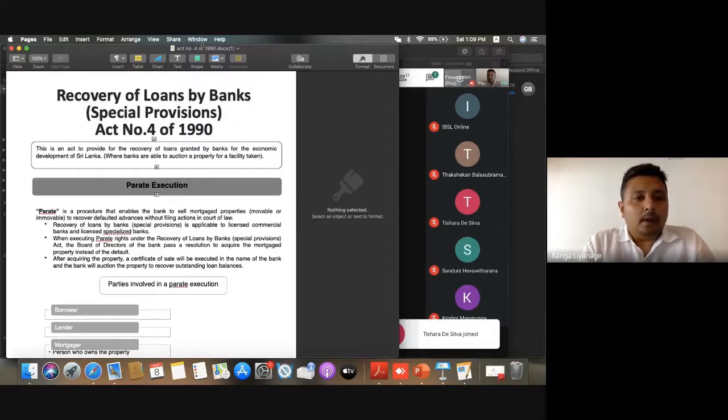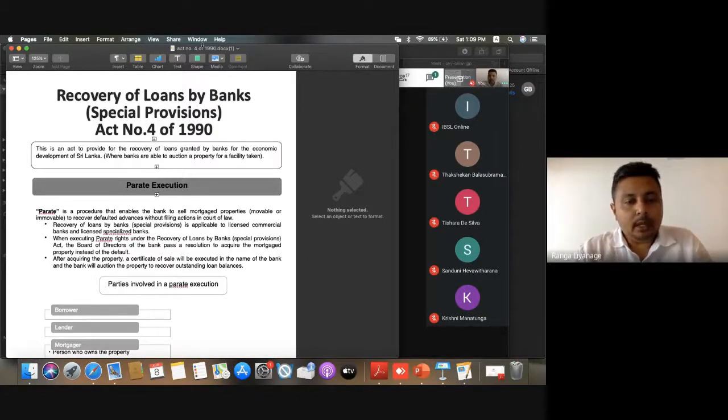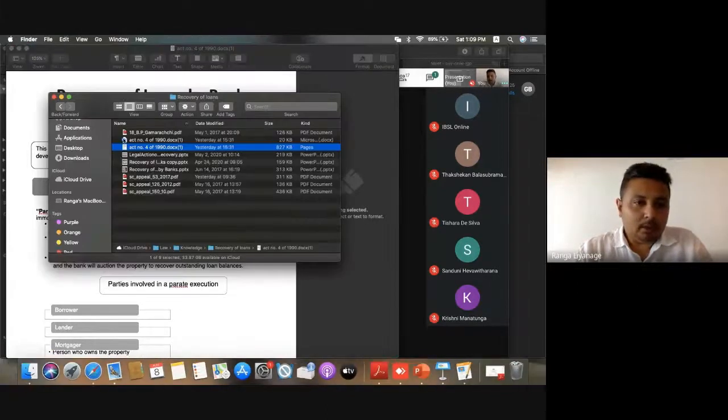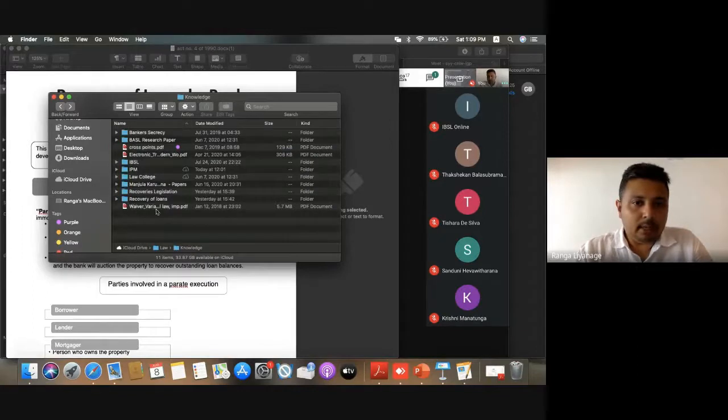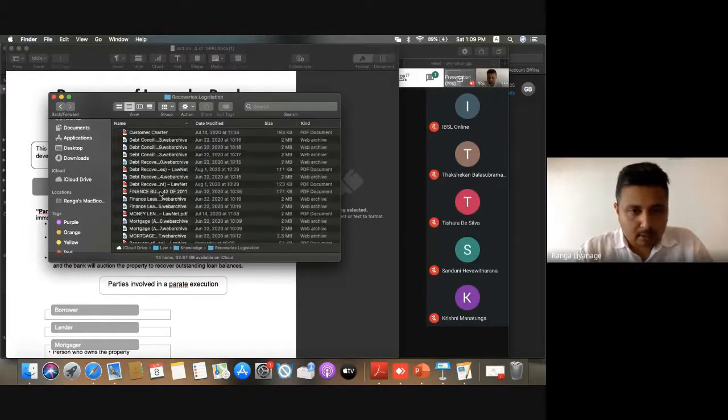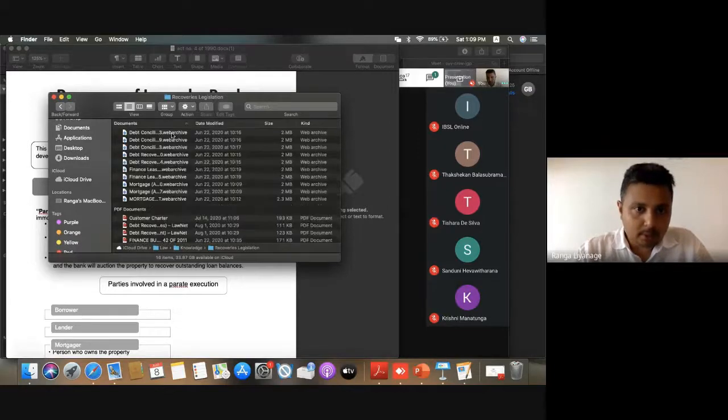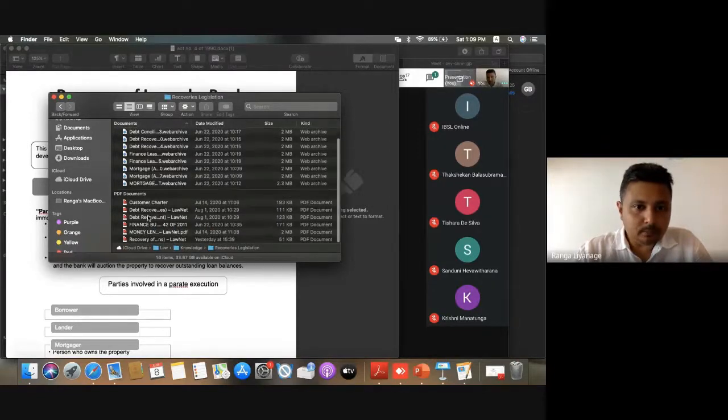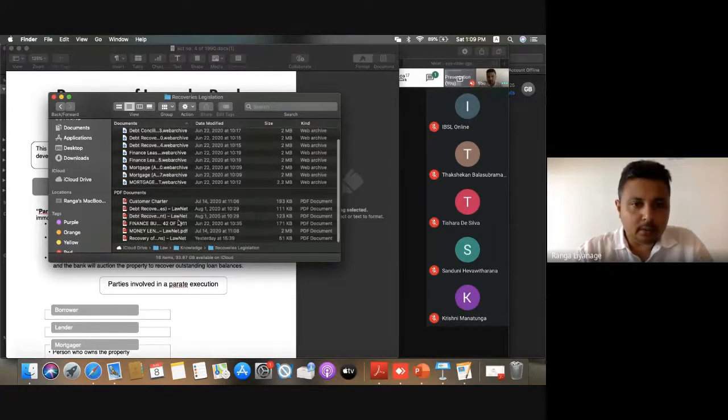If you see, this act was to provide for the recoveries of loans granted by banks for the economic development of Sri Lanka. Why do you say economic development of Sri Lanka? Because of the speedier recovery of loans. Right? You can open this particular tute which I've already shared with you.